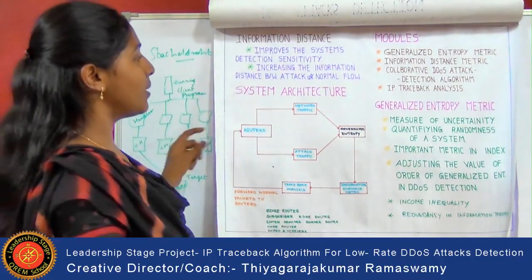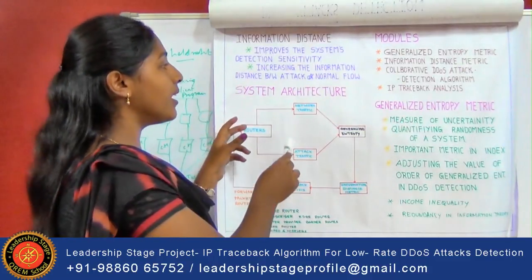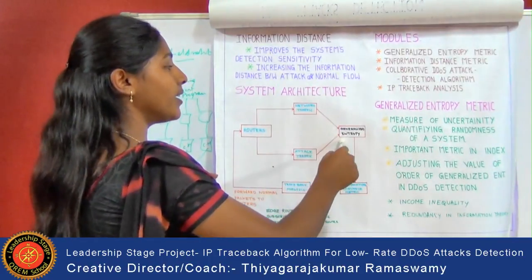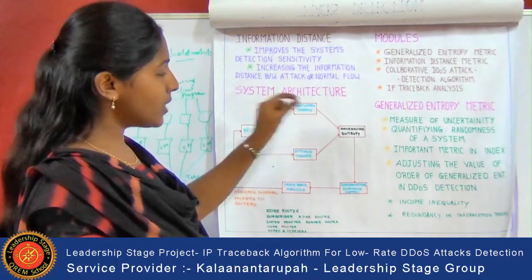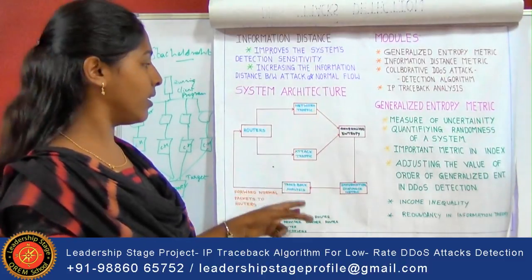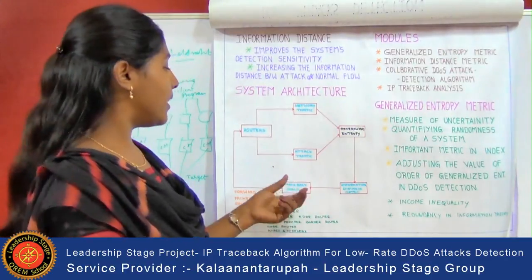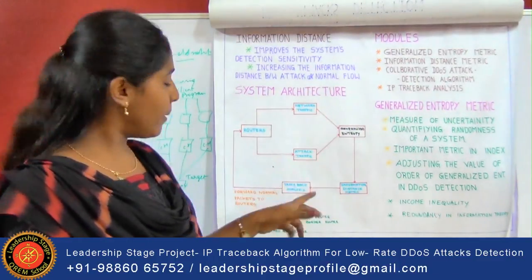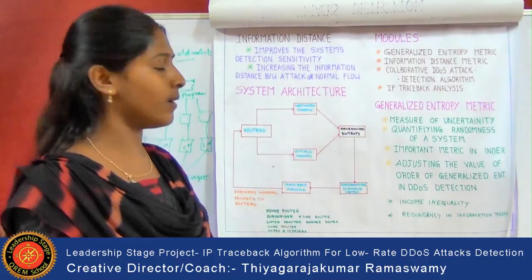Coming to the system architecture which we implemented in the project, first there are a number of routers. From the routers, we are extracting the network traffic and the attack traffic separately. The network traffic and attack traffic are used to find the generalized entropy, that is, here we are calculating the redundancy or uncertainty. Using the generalized entropy, we are finding the information distance. Here the gap is calculated between the attack traffic and the network traffic. Using that information distance metric, we are doing a traceback analysis, which I will explain further. The traceback analysis tells whether it is a normal packet or an abnormal packet. The normal packets are forwarded to the routers. If there is an abnormal packet, it is discarded here.